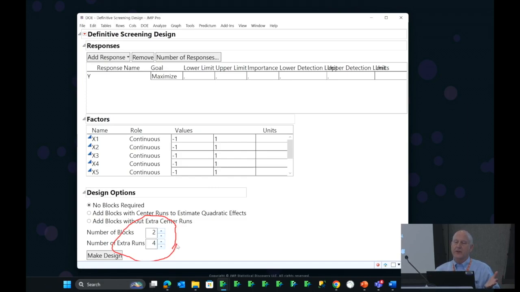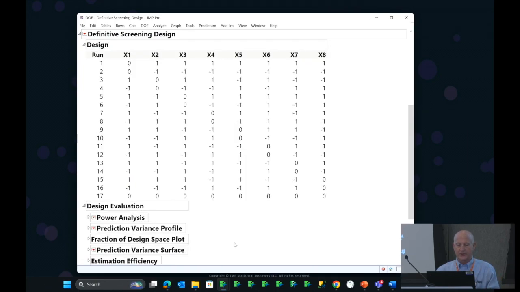The extra runs are there for 2 things. One, it will increase the power, but the other thing is there's some extra information there that allows an automatic fit definitive screening method that's very robust. So most often people would go with the default. In this case, I'm going to set it back to 0. This is still a perfectly good definitive screening design that it'll generate.